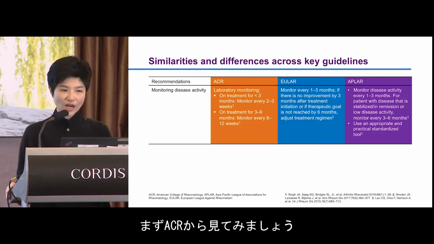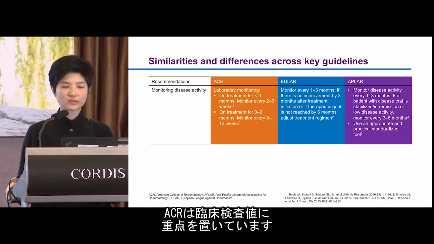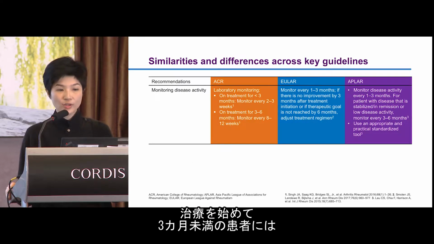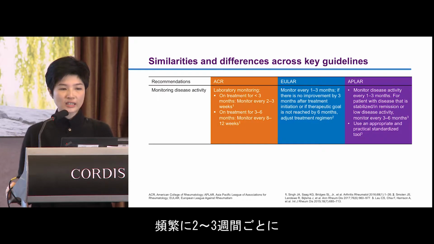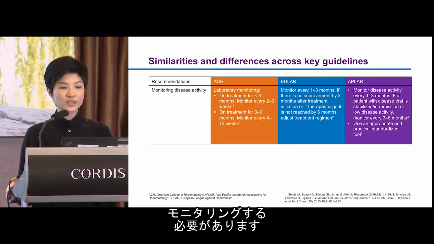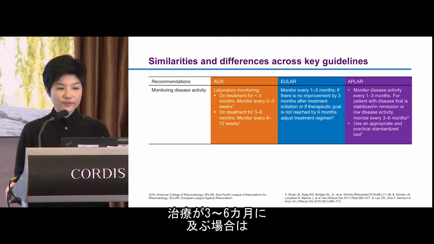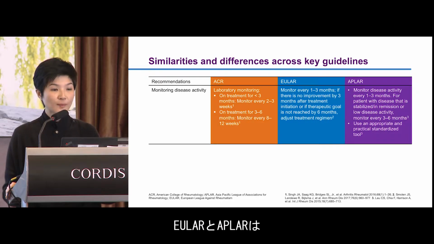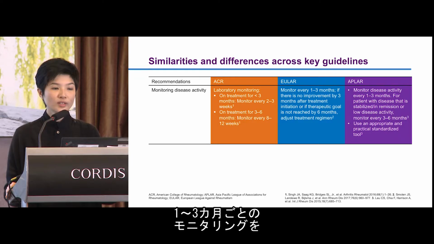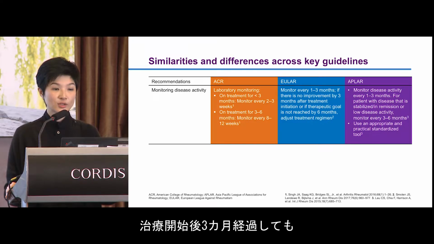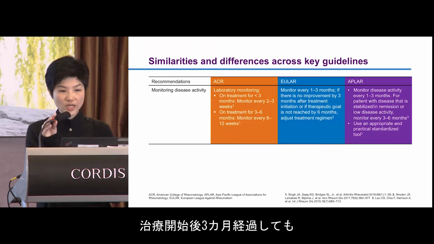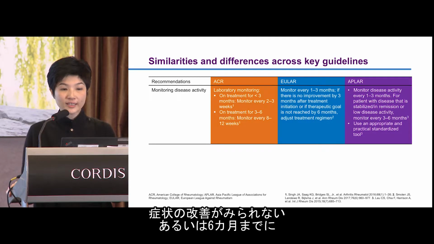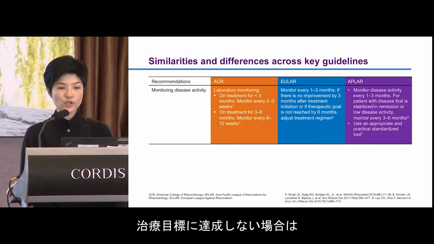So let's go through ACR first. ACR is more focused on laboratory monitoring. So for patients on treatment for less than 3 months, they need to be monitored more frequently, like every 2 to 3 weeks. But if on treatment for 3 to 6 months, then the monitoring should be every 6 to 12 weeks. EULAR and APLA recommend monitoring the patient every 1 to 3 months, and if there is no improvement by 3 months after treatment initiation, or if the therapeutic goal is not reached by 6 months, then adjust the treatment regimen.